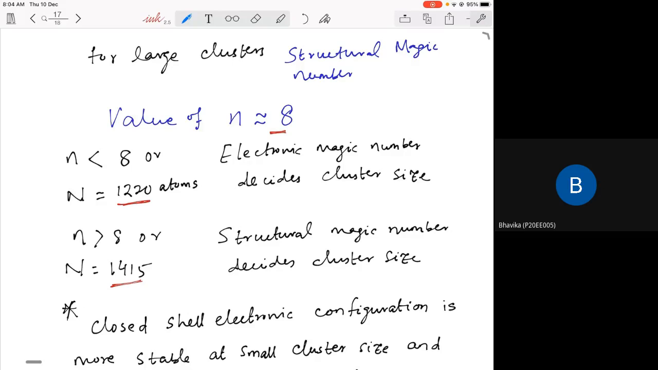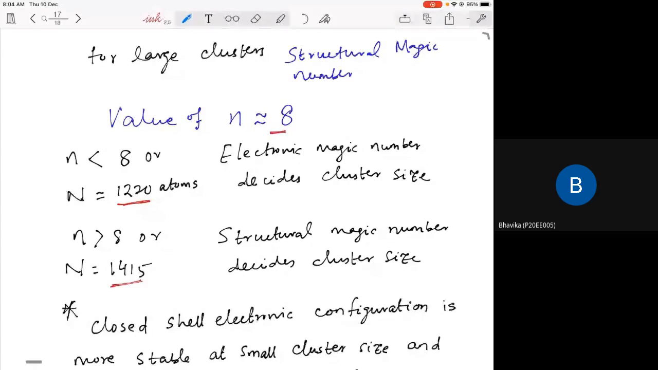So, I would say, don't really keep it in mind that this is the number which will decide whether the geometrical structure will be important or the electronic structure will be important. But just remember, these are the two things which can decide what will be the size of the particle. So the size can also be different.